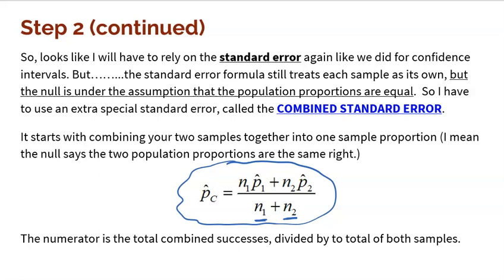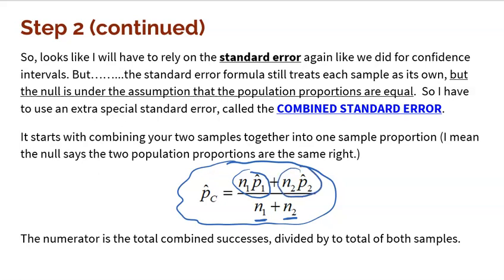The numerator is my total successes. So if I'm looking at the number of kids that do their homework every night, again, not looking at boys and girls anymore, just looking at kids because they're all the same, right? Then I would just add my total successes on the top. So here is my successes for the boys. That would be the boy sample times the proportion of boys.